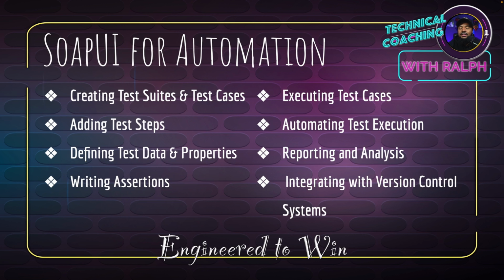Then you'd be executing the test cases and then automating the test execution. So you execute the test case and then you have to say, all right, let's trigger how we're going to execute these tests, and then you have to review the reports and analyze the results, and then you're going to integrate it with version control systems and try to see if you can get that running in a CI/CD pipeline as well.